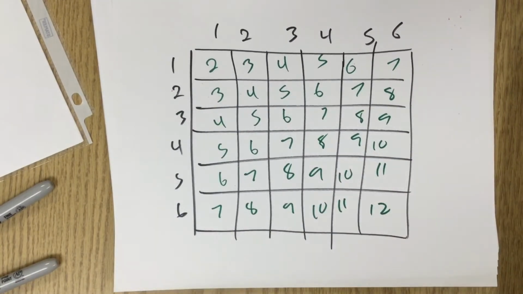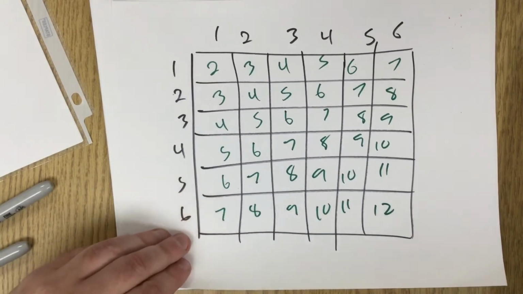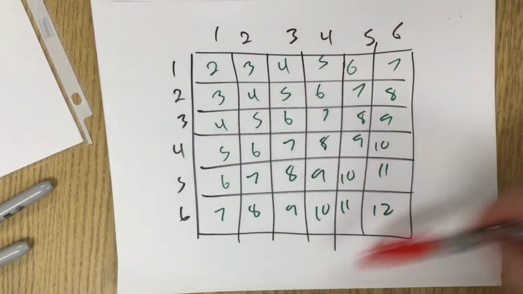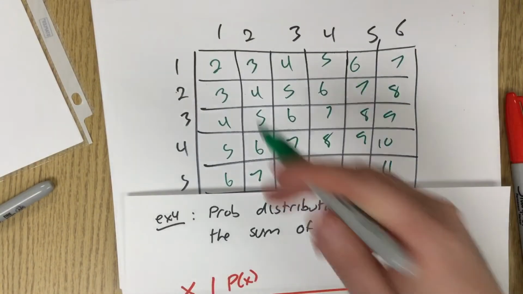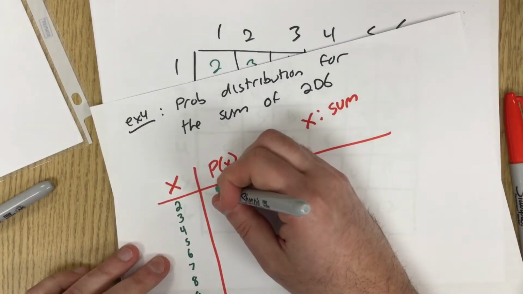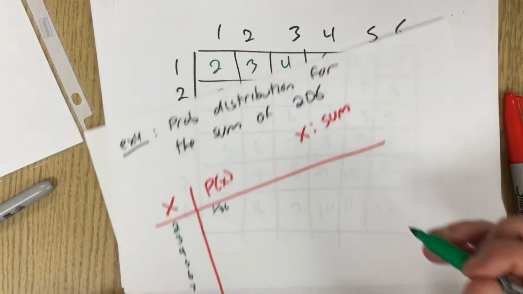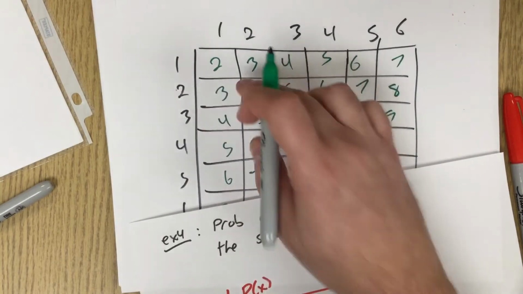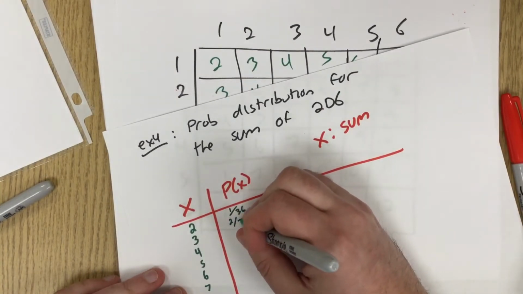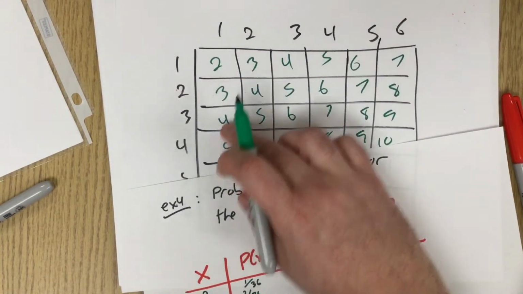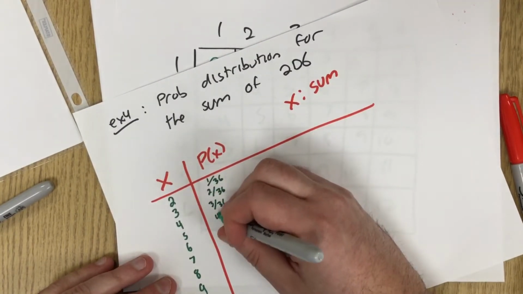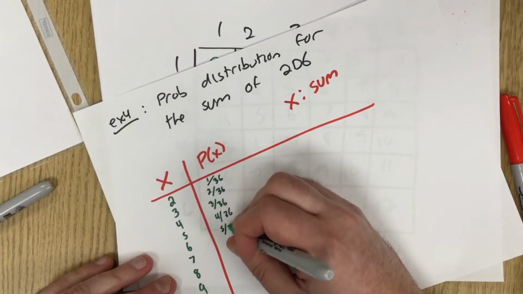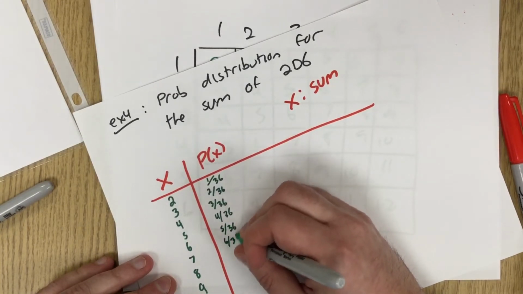Okay, so what do we notice? We notice that there's 36 numbers in total. How many of them are 2? Just one of them, so it's 1 out of 36. And adding up to 3 is 2 of them, so that's 2 out of 36. Adding up to 4 is 3 of them, so it's 3 out of 36, and there's a pattern here. It's 4 out of 36, 5 out of 36, 6 out of 36, right?